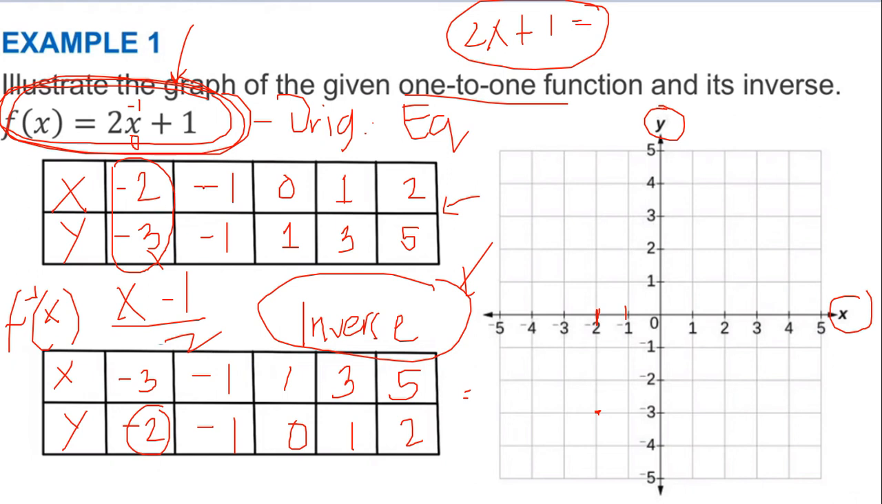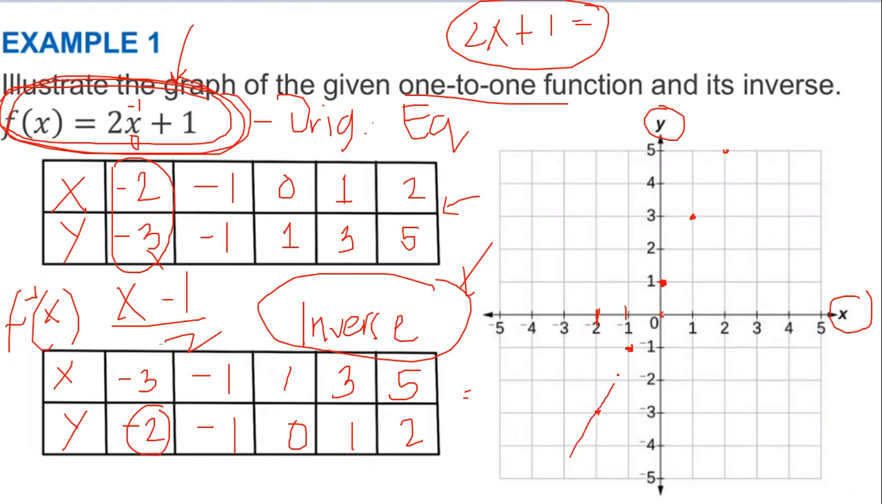Then, negative 2, negative 3; negative 1, negative 1. So, negative 1, negative 1 is located here. Then, 0, 1: 0 and 1, that will be quadrant 1. So, 0, 1 is located here. Then, 1, 3 is located here. Then, 2, 5 is located here.